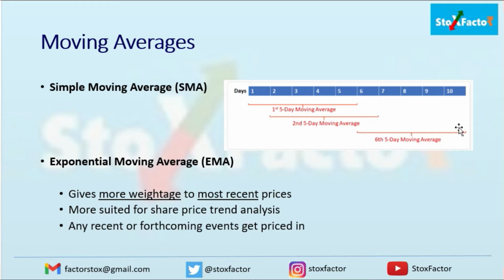And this is more suited for the share price trend analysis or the index price trend analysis. We'll see that later. So any recent or forthcoming events get priced in. You already know that whatever news has come to the market, that is already priced in, or the events which are happening in the market, till the time they come to you, they are already priced in the market. And while calculating the exponential moving averages, those prices are taken into factor which have recently occurred.